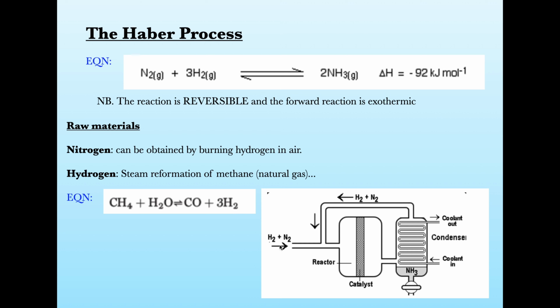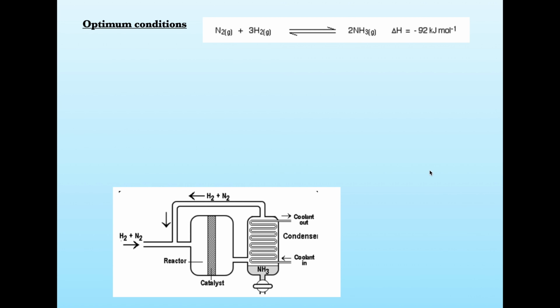This is what the whole process looks like. We put nitrogen and hydrogen in here. We've got a catalyst here. They react and they form ammonia. Because of the high pressure, which we'll talk about in a minute, the ammonia is condensed to form a liquid and can be tapped off. Any unreacted nitrogen and hydrogen can go back around and can react again. Okay? The coolant here, this condenser, helps the ammonia to condense. Don't worry about that.